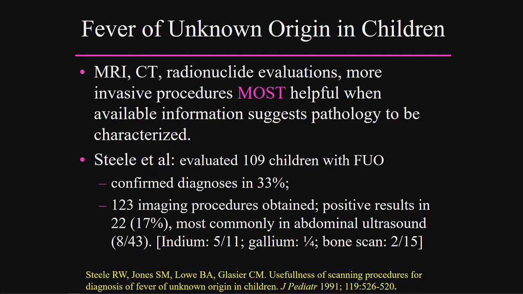So early evaluation of 109 children with FUO by Steele et al. in the early 90s found that they could confirm a diagnosis in only a third. But these 109 children underwent 123 imaging procedures with only 17% of the imaging procedures positive, so we have to do better.